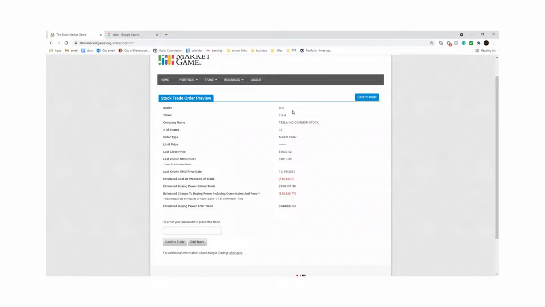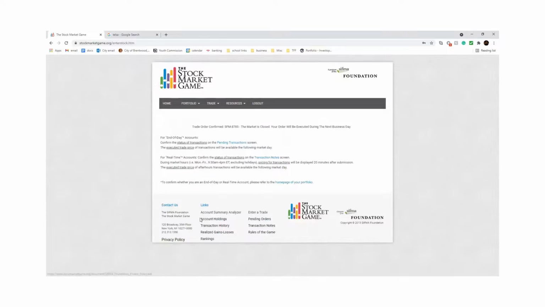So you'll see action: buy Tesla. Here's the company name. Here's the number of shares. It last closed today at $1,033, but it's known to the simulator as about $1,013. And here is how much we have before and after this transaction. And you'll have to re-type in your password to execute the trade. So I'll hit confirm. And here we go.